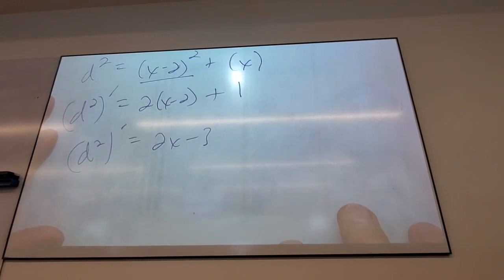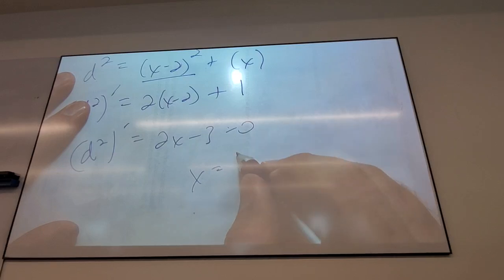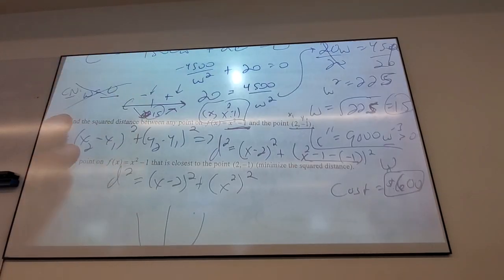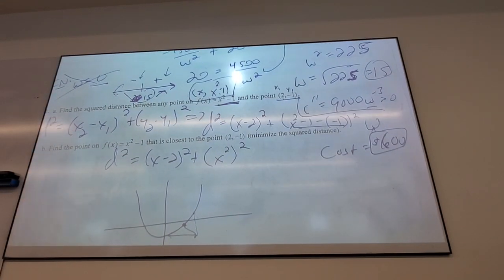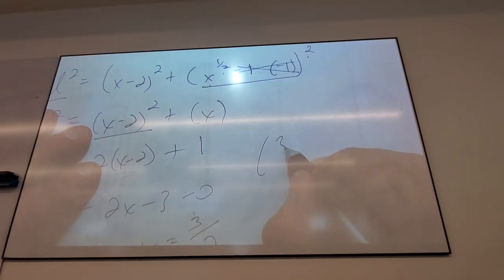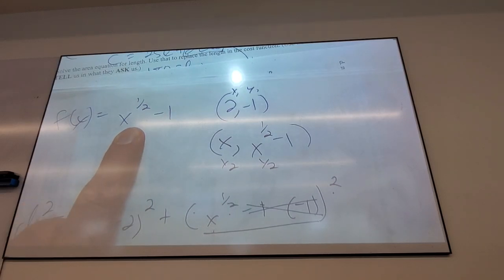So how do I find this guy's critical numbers? Set it equal to 0. So it equals 0 and you get? X equals 3 halves. I like it. And just to make sure we answer the question, find the point that is closest. So how do I find the point? So then you plug that value back into the original.